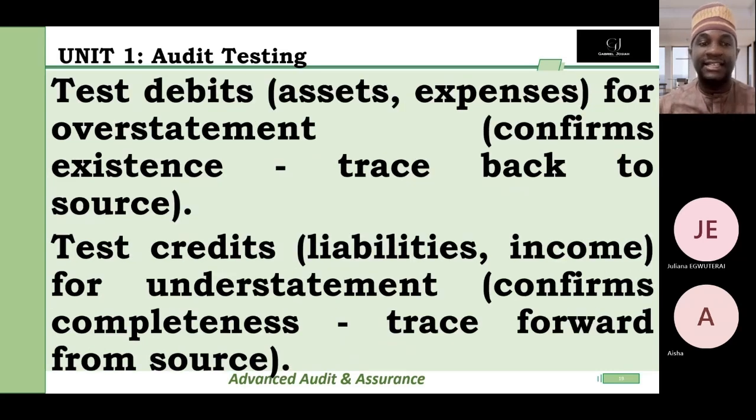You don't have to do the manual work. Also testing of debit assets, like I spoke about, overstatement, confirmation of existence, you walk back and all those things. Mostly software and AI now have mitigated all this wahala for us. Testing of credits, those were traditional ways of doing auditing then. But now software can do all this very seamlessly and accurately without any human effort. So the test of credits, liabilities, income for understatement, confirmation of completeness, you trace forward from source and all that.